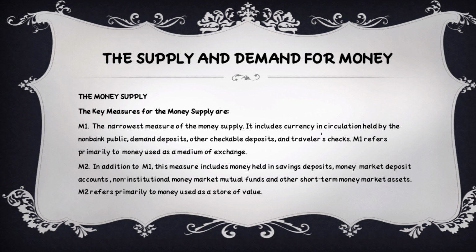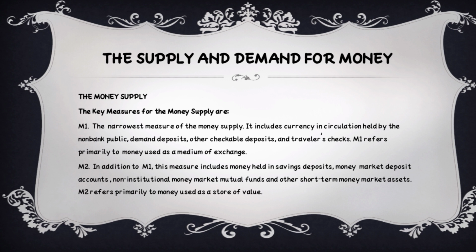The money supply. Although the general description of money is relatively straightforward, the precise description of the overall supply of money is complex because of the wide variety of forms of money in modern economies. And next are the key measures for the money supply. First is M1, the narrowest measure of the money supply. It includes currency in circulation held by the non-bank public, demand deposits and other checkable deposits, and travelers' checks.